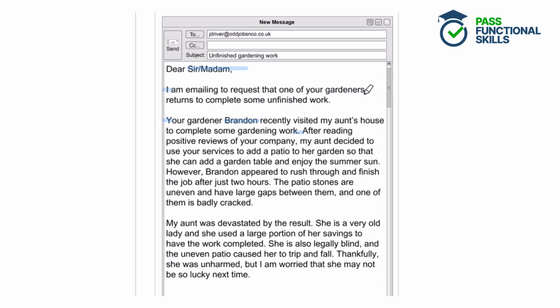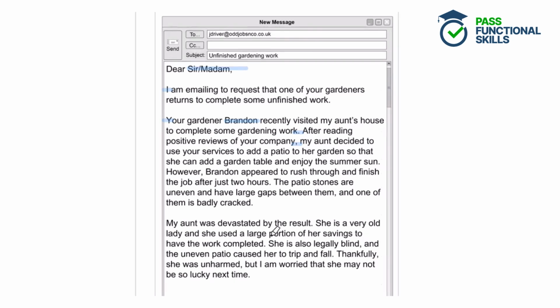We have other types of punctuation used in the answer as well. So we've got commas that are used to add further details. For example, after reading positive reviews of your company, my aunt decided to use your services. So remember that you should use commas whenever you need to take a breathing space in the text when you read it out loud to separate different parts of the sentences, known as different clauses.